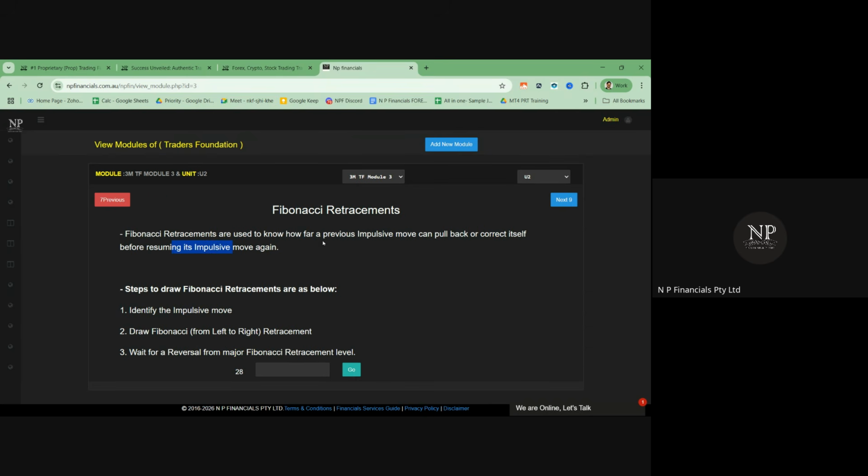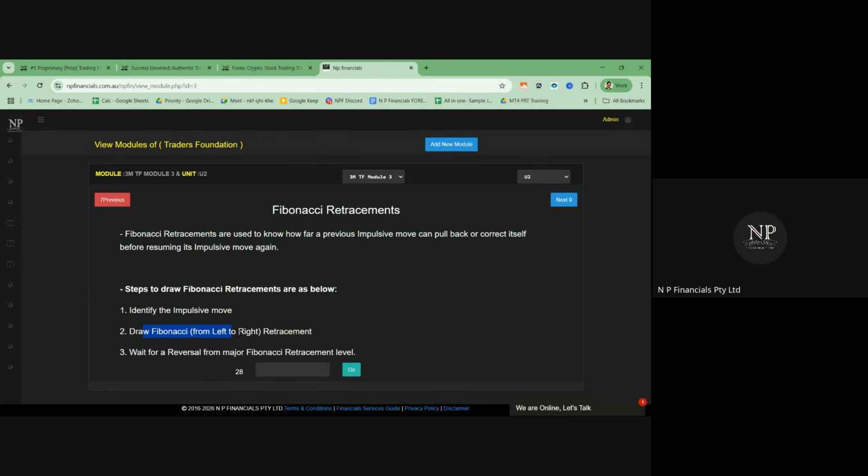How to know that? At NP Financials, we have a very simple 3-step method, with absolutely no ambiguity in it. First thing first, we need to identify the impulsive move. For an impulsive up move, it has to be an uptrend, that means the swing high and swing low both need to go up. In an impulsive downtrend, both swing high and swing low need to go down. How do you define it? That's what I'll show you.